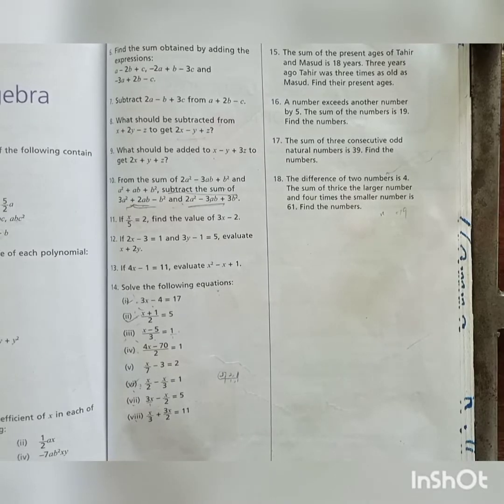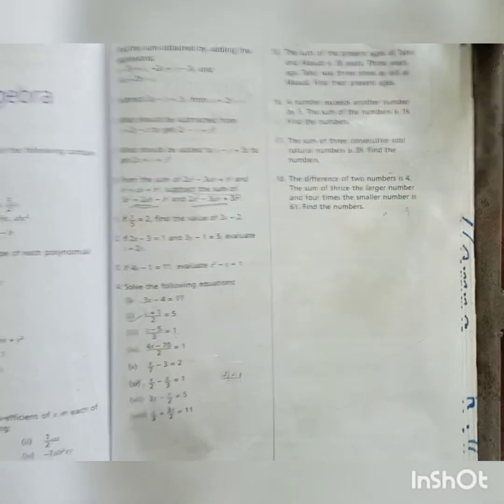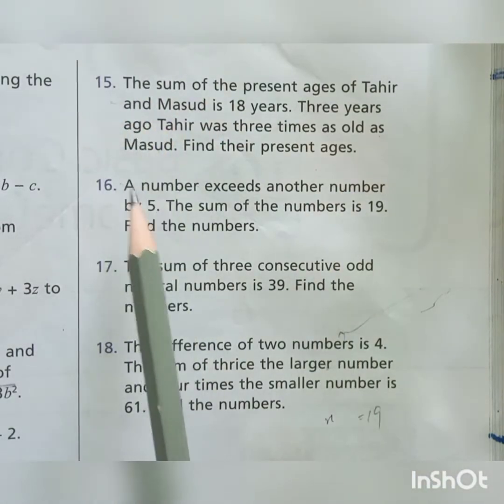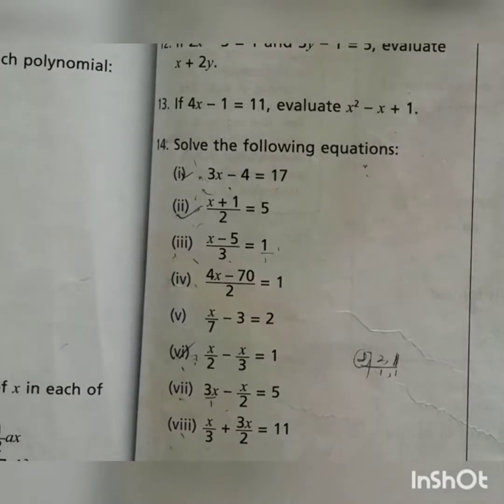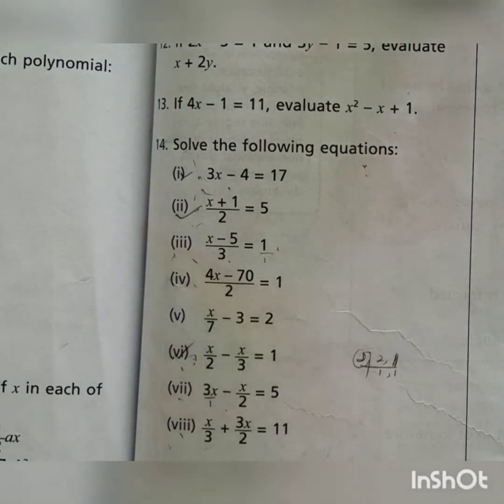So let's start. Chapter number 9, Revision of Algebra. Your today's e-works questions are question number 14, 3rd, 4th, 5th, 7 and 8 part, and question number 15, 16, 17 and 18. Question number 14, first, second and 6th part is in your homework.